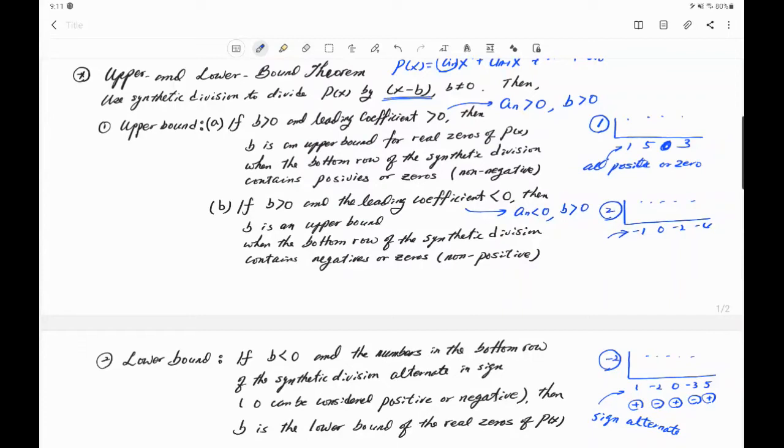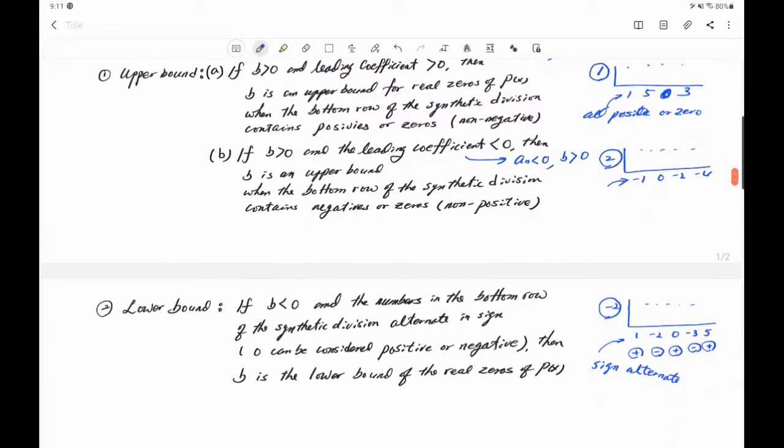All right, so when b value is positive and depending on the leading coefficient, if the leading coefficient is negative, then make sure the last row is all negative or 0. Then 2 is the upper bound. And if the leading coefficient is positive, then the last row is all positive or zeros. Then b is the upper bound.